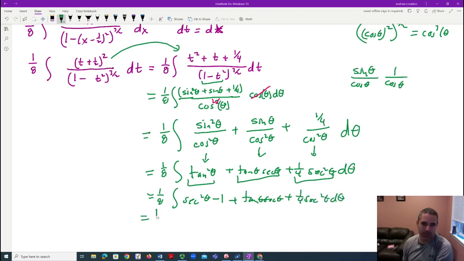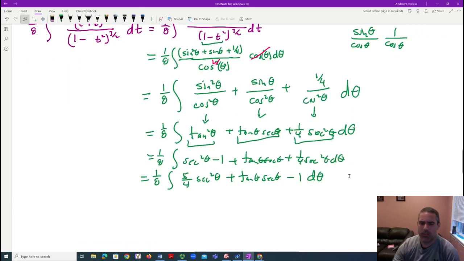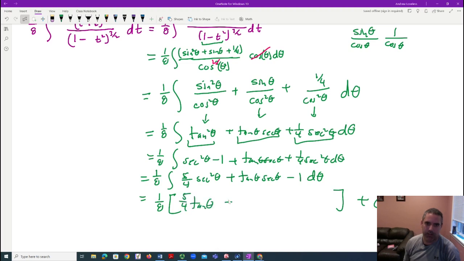And now we're ready. If it was me, I would clean it up a little bit. I would call this 5/4 secant squared of theta, combining the 2 secant squareds. And I would have, I don't know, tangent of theta, secant of theta, and I'd have minus 1 d theta. And to me, we're there now. This is going to be 1/8. It's going to be a plus c at the end. And this is going to be 5/4 tangent of theta, integrating. This is going to be secant of theta. This is going to be theta.